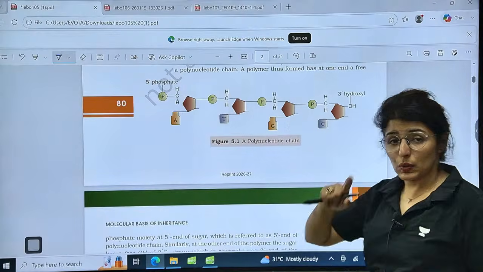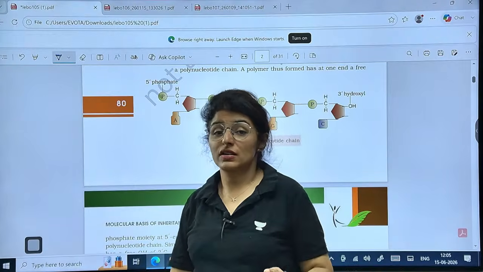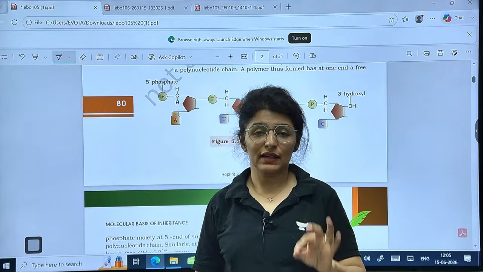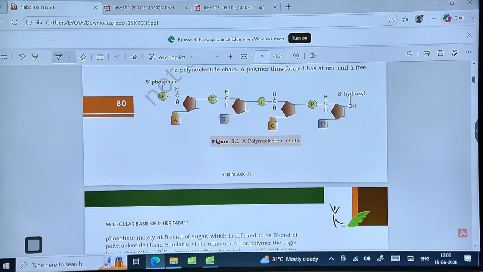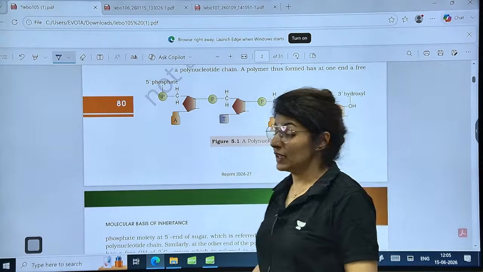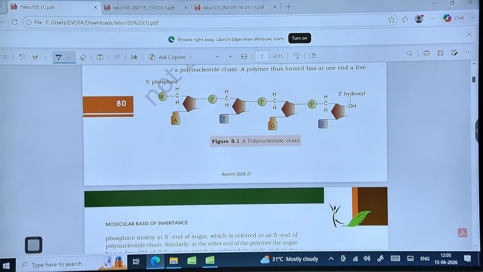Now there was this question just now I've discussed in the special class. Which of the following bond is responsible for anti-parallel nature? Let me know the answer. Which bond is responsible for the anti-parallel nature, guys? Which bond is responsible for anti-parallel nature of DNA? Anyone who can answer that?